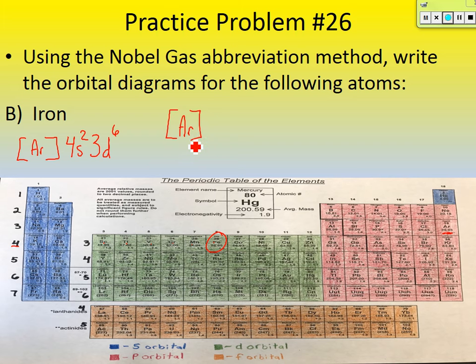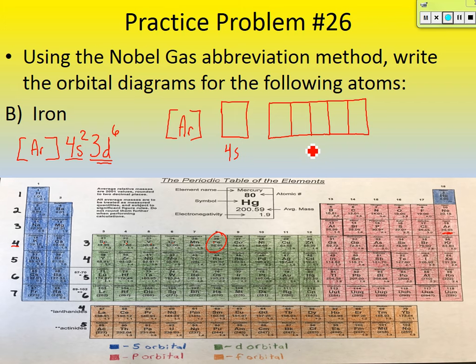Now let's do the orbital diagrams. We need a 4s and a 3d. How many boxes for the 4s? Just 1. And label it underneath 4s. Now, this is our first one with a d orbital. How many boxes for the d orbital? 5 boxes. So you're going to have to draw a pretty long rectangle here and divide it into 5 boxes. 1, 2, 3, 4, 5.